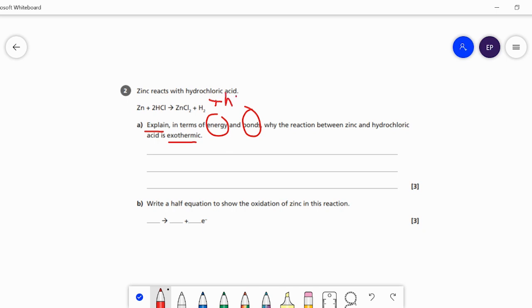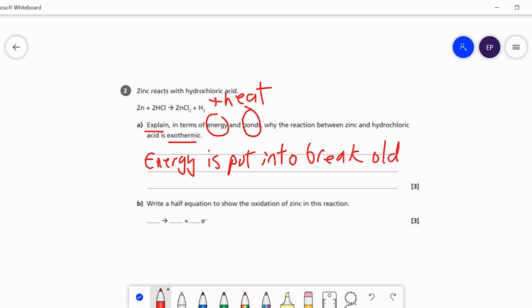So an exothermic reaction is one that overall gives out heat energy. Well, let's look at each stage. There will be bonds in both the reactants and in the products. When we break bonds, we have to put energy in. So energy is put in to break the old bonds in the reactants.